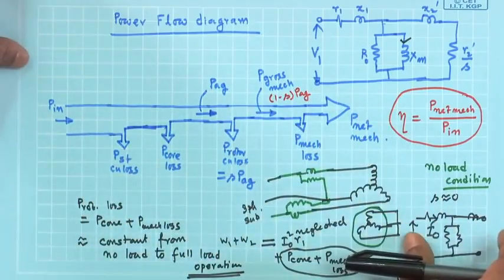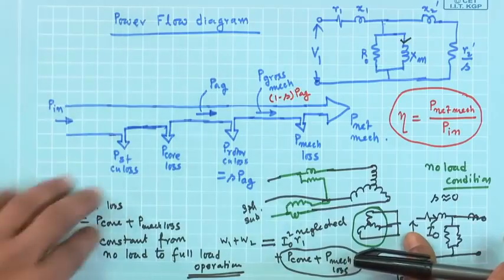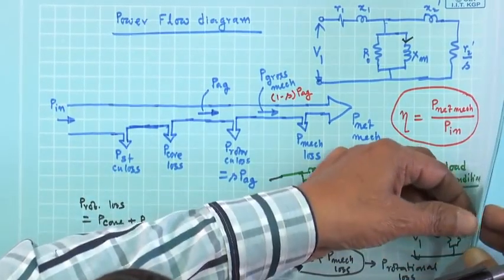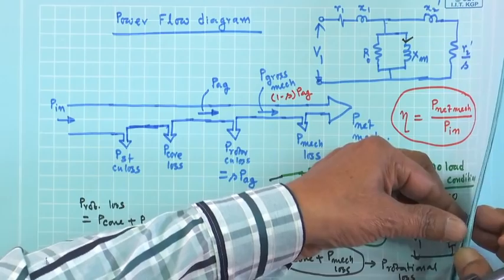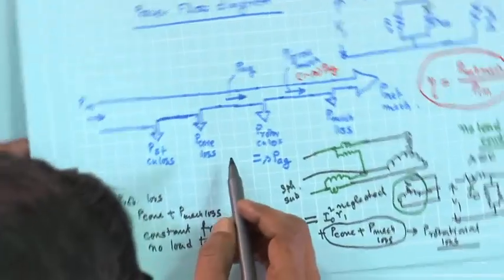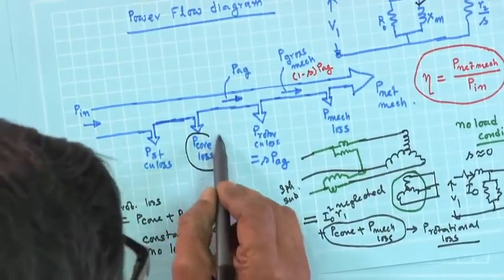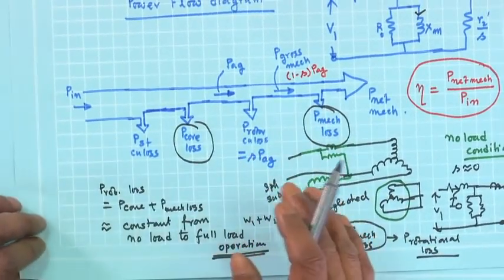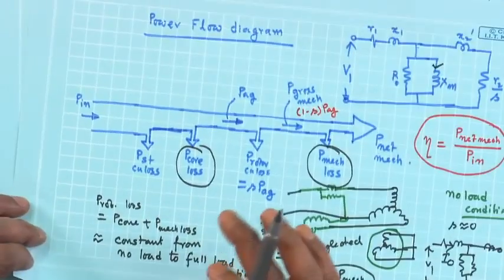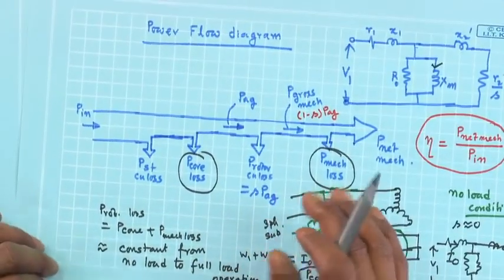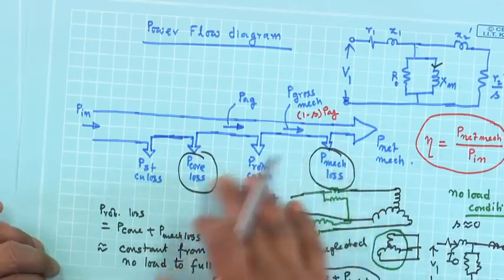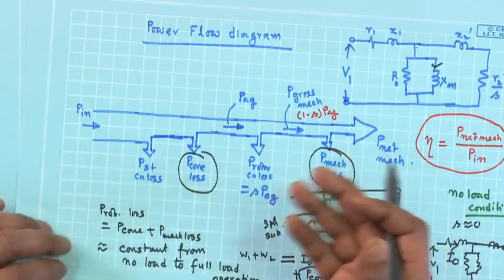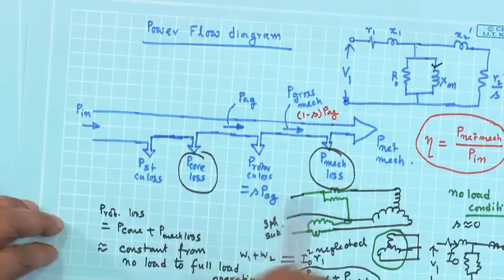Sometimes what people do, I mean there are various versions of this power flow diagram, but there should be logic attached to each one of them. In the power flow diagram we find P core loss is here, P mechanical loss is here. They cannot be separated as such by this simple means. If time permits, I will tell you some experiments that can be done to separate them out, but in general there are some matters.